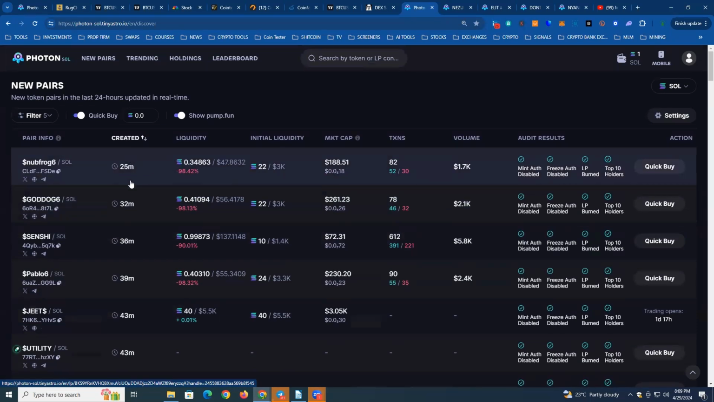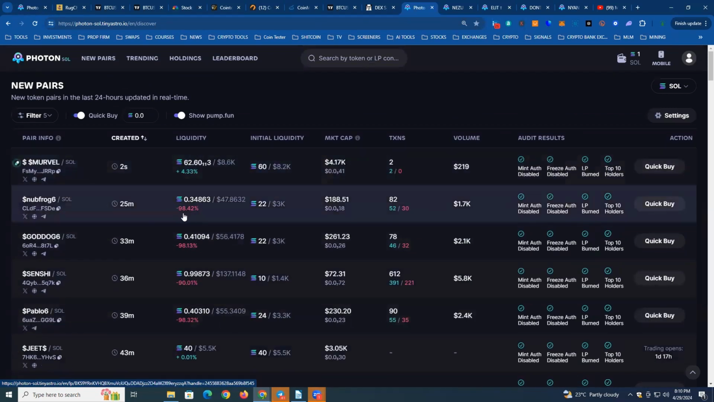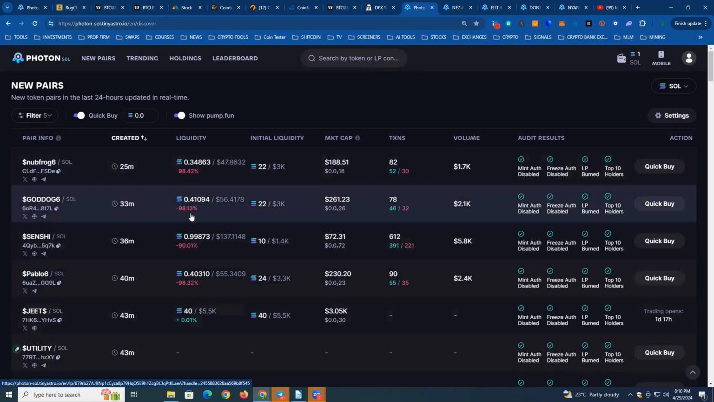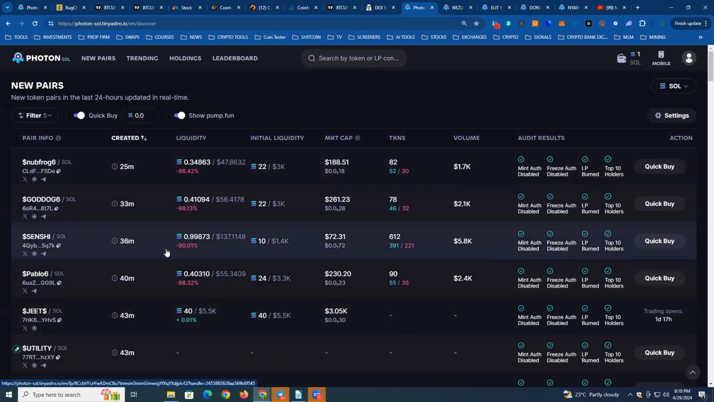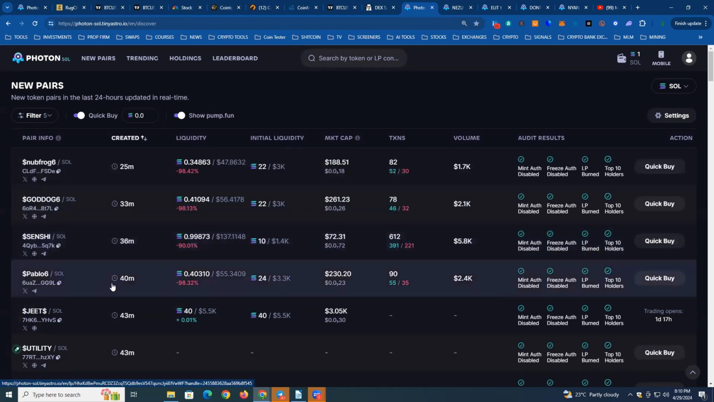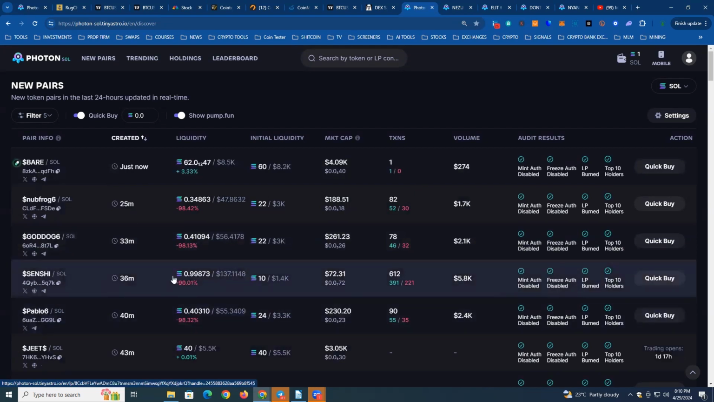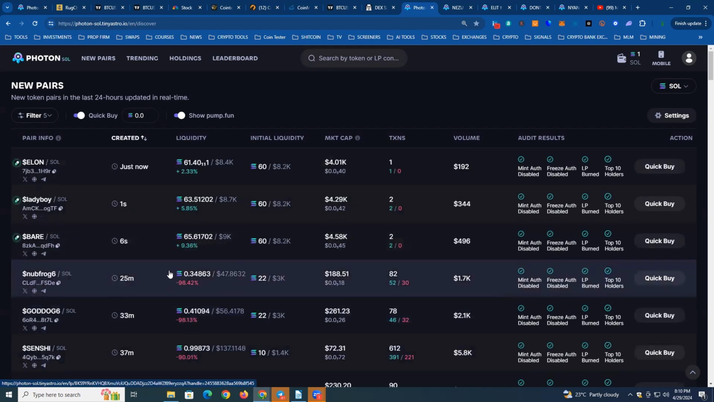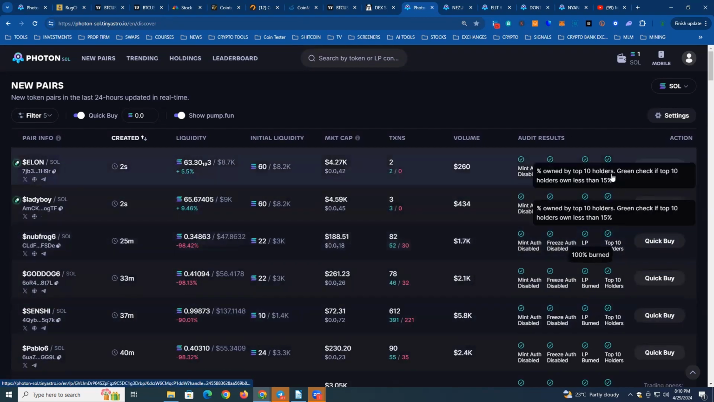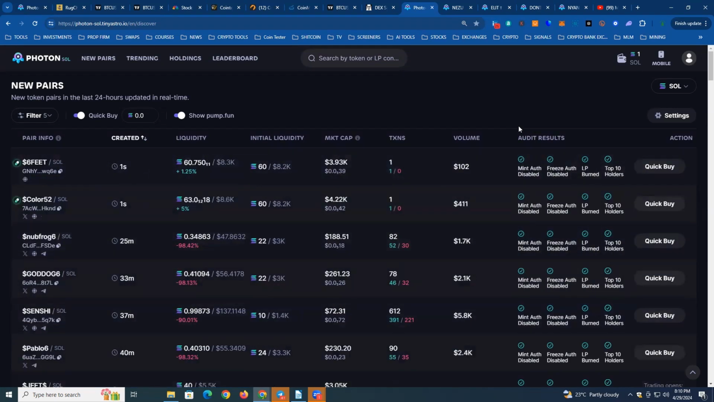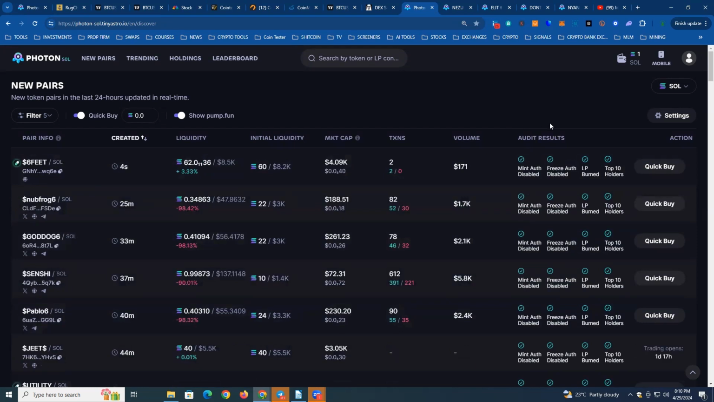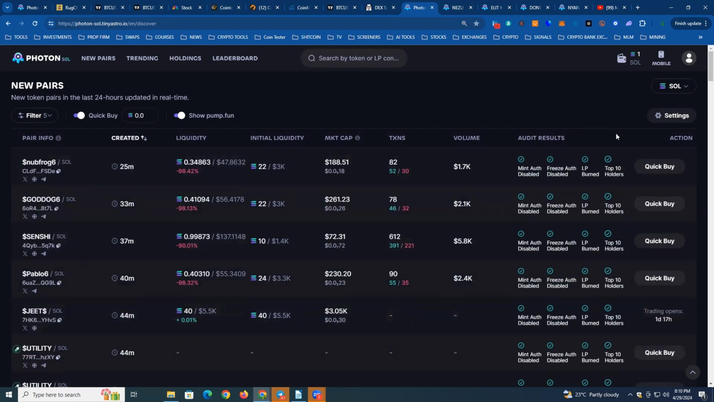Like for instance, this particular coin here is only 25 minutes old, but has already died 98%, basically dead in the water. This one here, 36 minutes old, 90% in the red, dead in the water. 40 minutes old, 98% dead in the water, and so on and so forth. So you have to approach every coin individually, but ensure that your filters are set up to filter out those coins that do not meet the initial audit requirements.